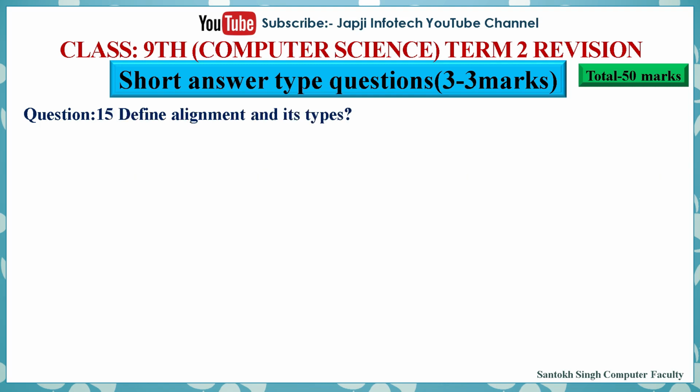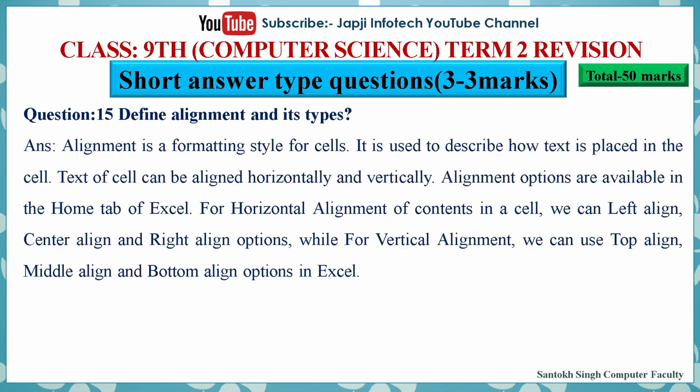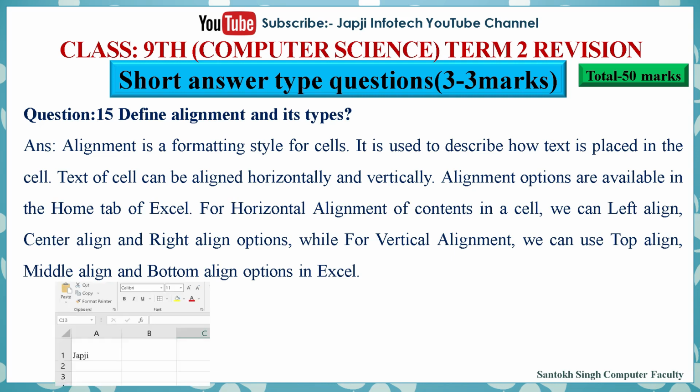And the 15th one is, define alignment and its types. So alignment is a formatting style for cells. It is used to describe how text is placed in the cell. Text of a cell can be aligned horizontally and vertically. Alignment options are available in the Home tab of Excel. For horizontal alignment of content in a cell, we can use the left align, center align and right align options. While for vertical alignment, we can use the top align, middle align and bottom align options in Excel.